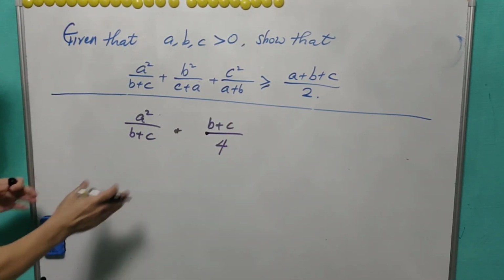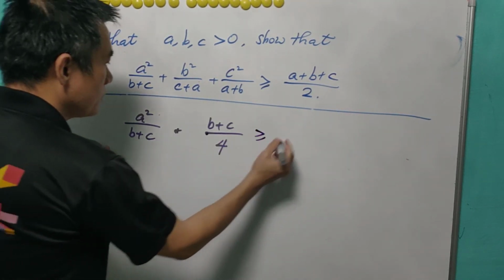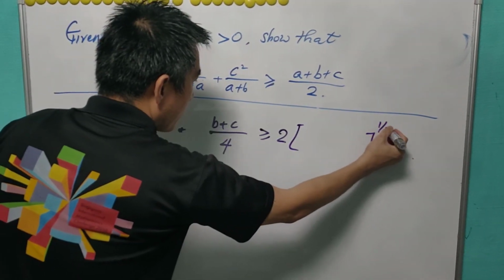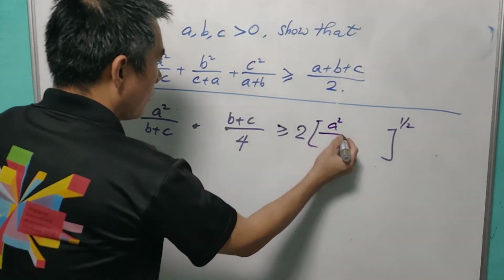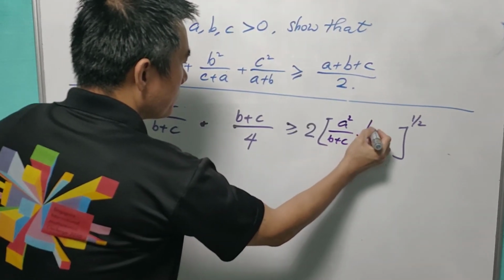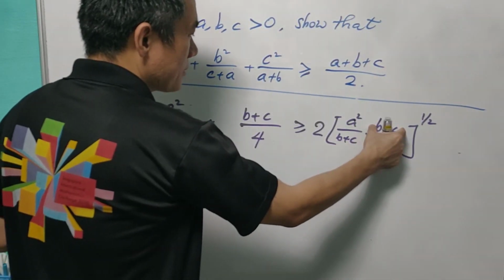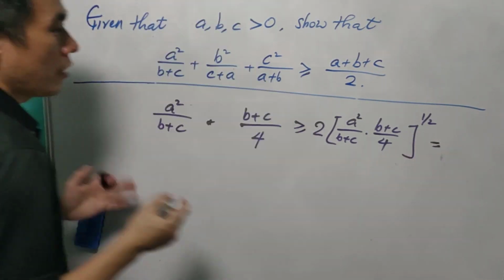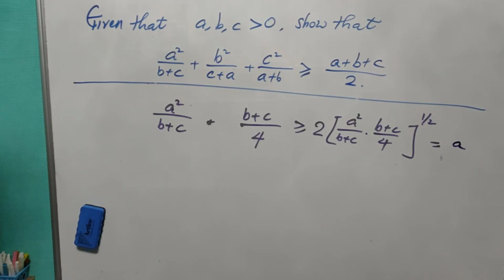So using this idea and AM-GM inequality, we get this is greater than or equal to 2 times the product to the power of half. And this is a squared over b plus c, times b plus c over 4. As you can see, b plus c can be cancelled off. The square root of 4 is equal to 2 and cancels with this. And what we have is just a, because a is positive.